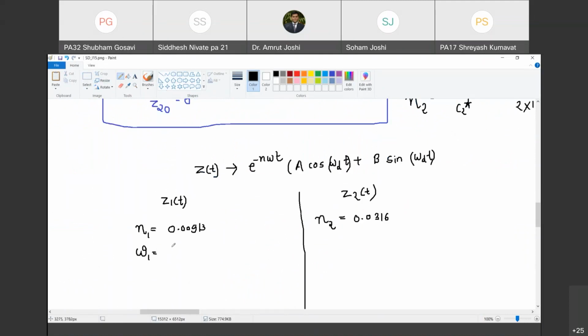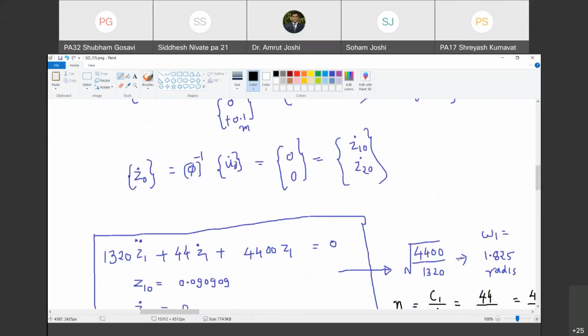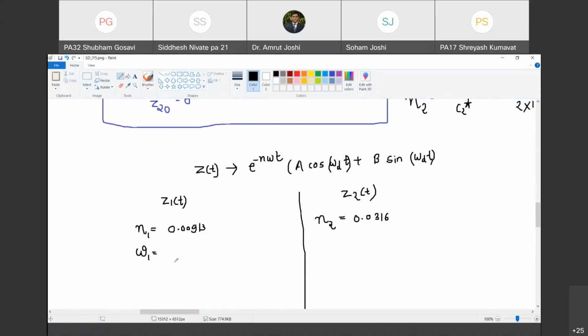Then tell me the value of omega 1 here. That also we have obtained. That is how much? 1.825 radian per second. Happy? Yes, sir. What is the value of omega 2 here?